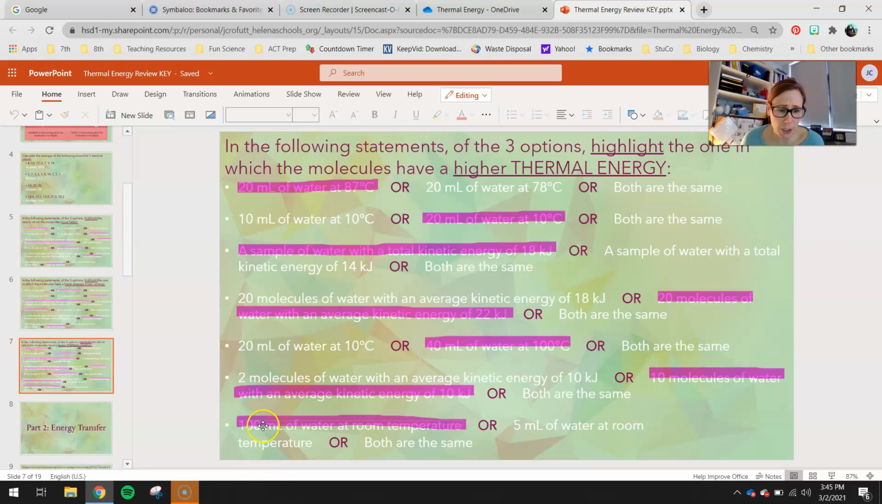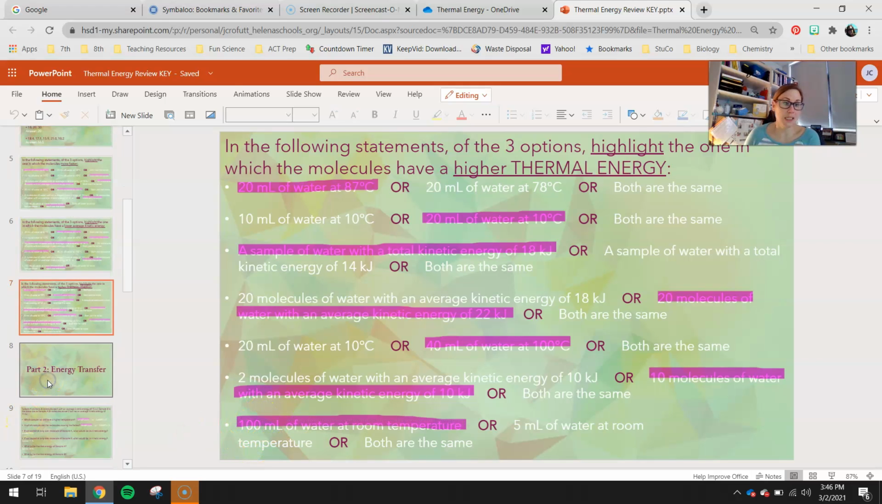And then finally, 100 milliliters of water at room temperature or 5 milliliters of water at room temperature. Although they're the same average kinetic energy because they're the same temperature, we have 20 times as many, or excuse me, 50 times as many molecules there. So definitely that first one.